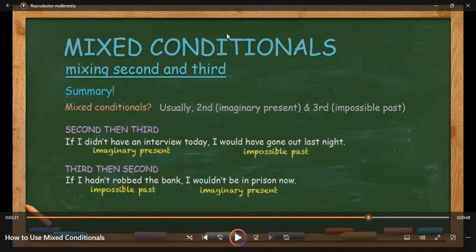So you might say, okay, nice, good. So what do we actually use the mixed conditionals for?